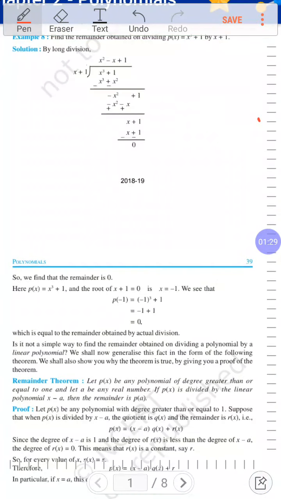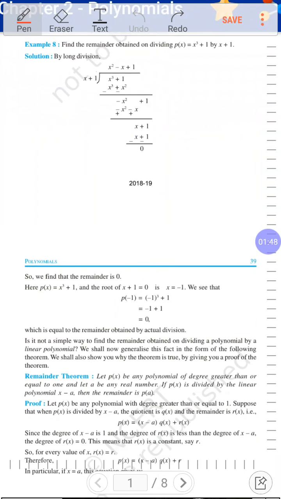Find the remainder obtained on dividing p(x) equal to x cube plus 1 by x plus 1. So when we divide x cube plus 1 with x plus 1, what do we do? We simply see this x and the upper one, x cube, and then we divide x cube with x. What do we get? x squared. So with that x squared, we multiply both this x and 1.